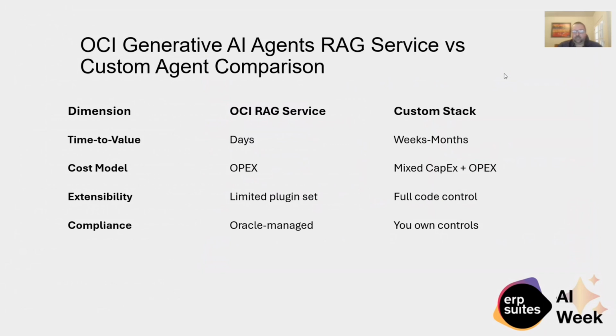Custom stack, it could be all OpEx depending on how you deploy it, but it could be a mix of CapEx and OpEx, depending on how you want to manage your budget. That gives you an idea of what that looks like. There are limited plugins available right now for the OCI RAG service. Custom stack, you'd have full control over that code set. And again, with the compliance aspect of it, Oracle is managing that for you, and you own the controls. And I'm talking about on the back end, the infrastructure side, and how it's accessed, the APIs, those types of things.